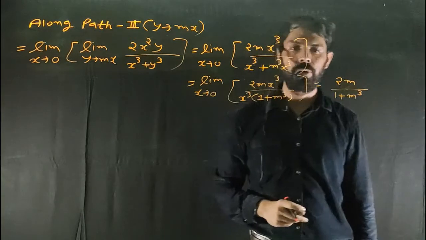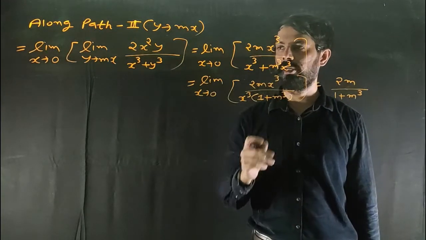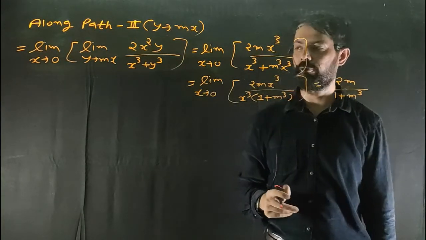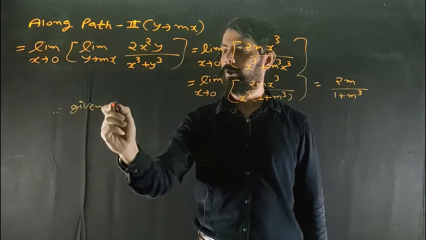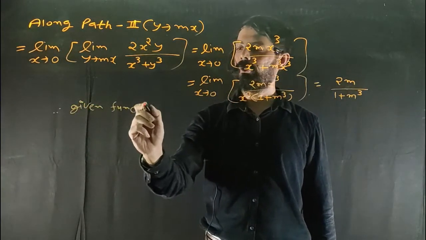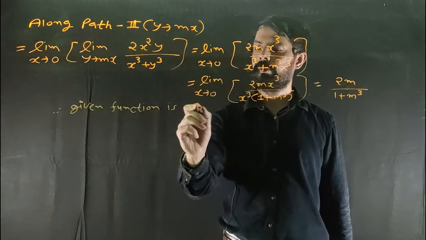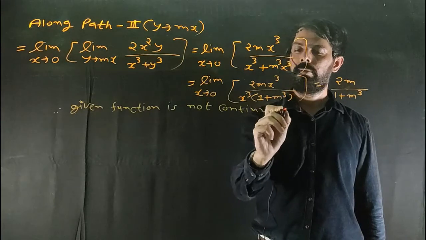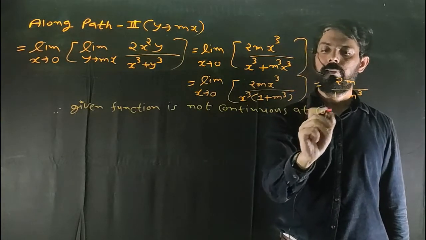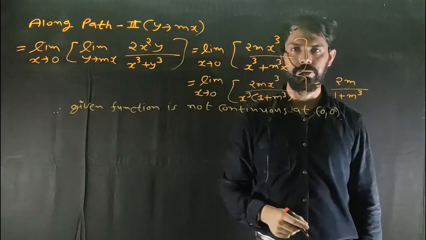So if limit does not exist, then function is not continuous. Therefore given function is not continuous at origin, because limit does not exist.